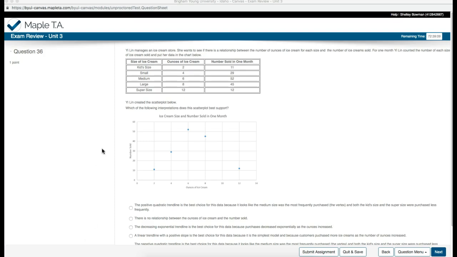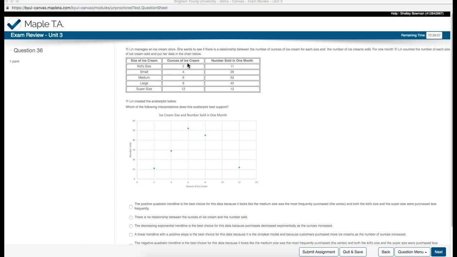So we have ounces of ice cream, 2, 4, 6, 8, 12 for kids size, small, medium, large, and super size respectively. And then over here, number sold in the first month, 11, 29, 52, 45, and 12. Yi-Lin created the scatter plot below. Which of the following interpretations does the scatter plot best support?